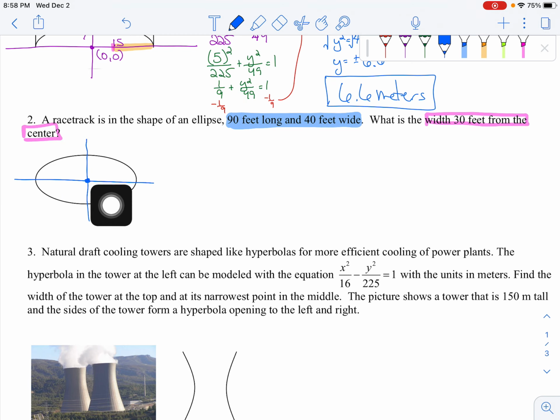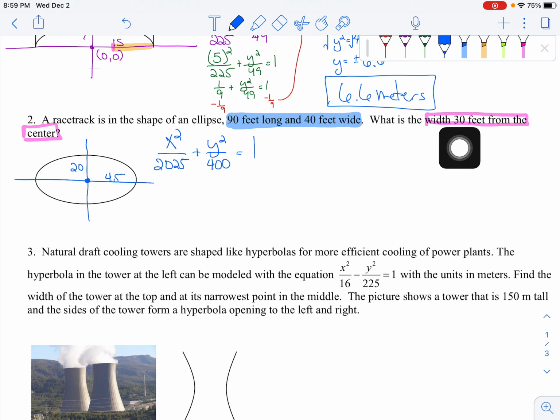So 90 feet long, we're going to chop that in half and say that this piece is 45. And 40 feet wide means that it's only going to be 20 feet from the center to the top or center to the bottom. So using those two values, let's write an equation. x squared over 45 squared is 2025, plus y squared over 400, that's 20 squared, is equal to 1. So that's the equation that would represent this elliptical racetrack, okay?